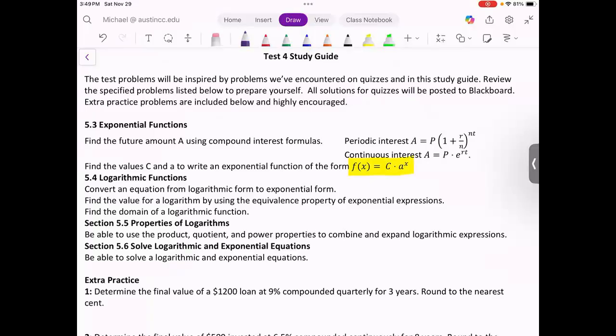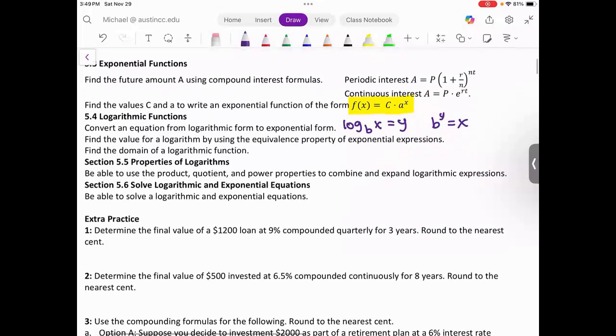We need to be able to convert from a logarithmic form to exponential form. That's where if we have log base b of x equals y, then we can convert it to b to the y equals x, or the other way around. We need to use the equivalence property of exponential expressions. That's where if we have two exponential functions with the same base, then the exponents are equal. And we'll see some examples of that, as well as how to find the domain of the logarithmic function.